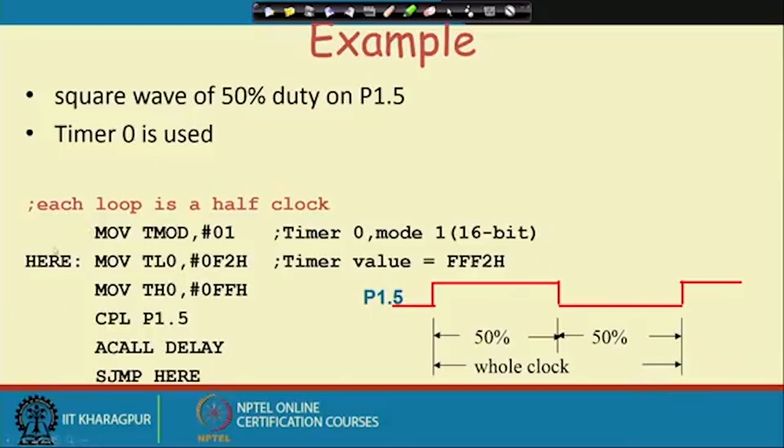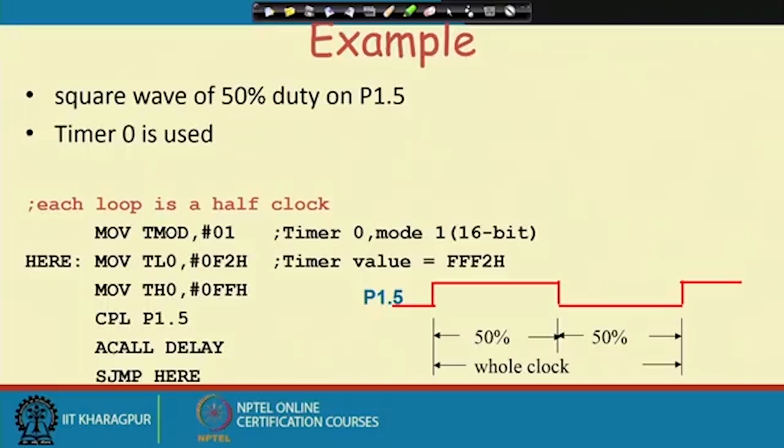After we have returned from this delay routine, it jumps to this point here, and again we are initializing the timer registers TL0 and TH0 to values. This value is the same for both time high and time low, so you get a 50% duty cycle.